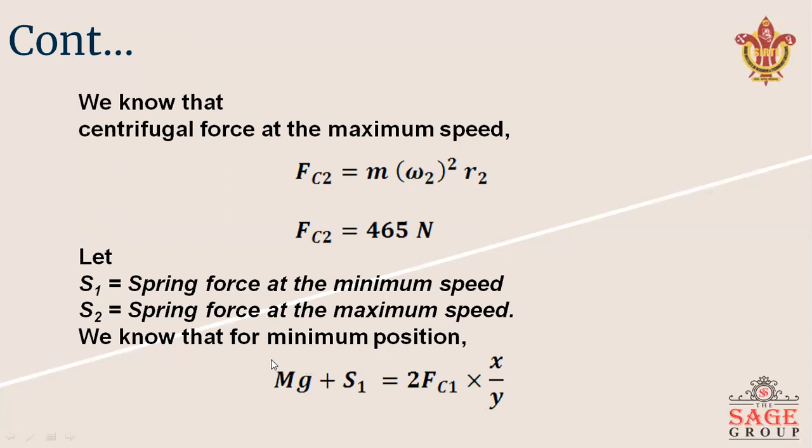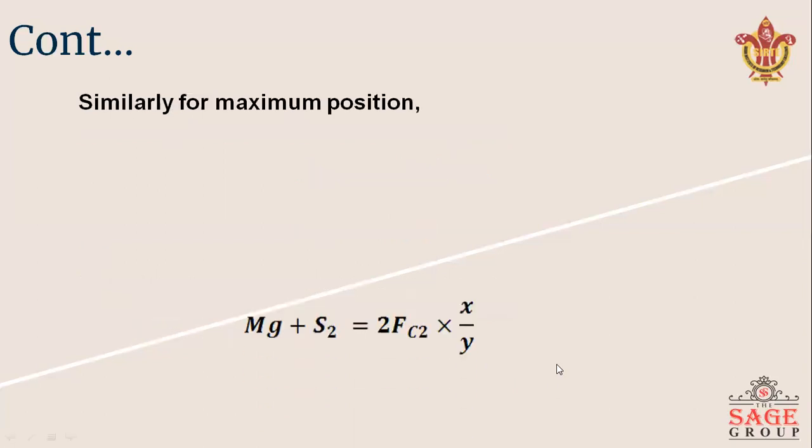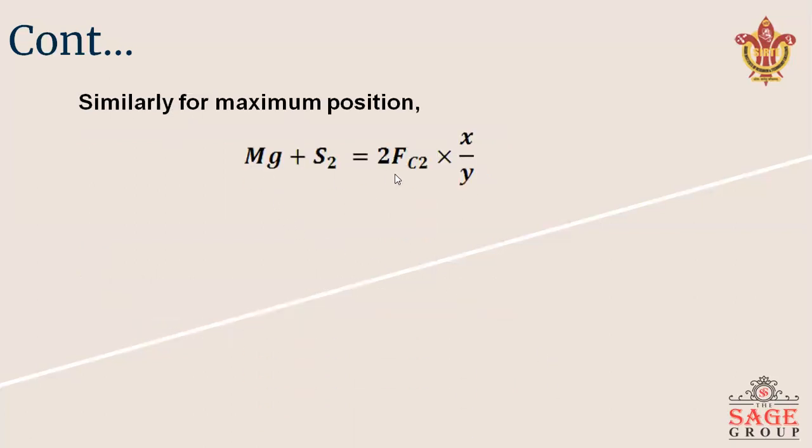Here you can see that the value of capital M is very small compared to S1, so we neglect M. So the formula becomes S1 equal to 2Fc1, which is 562 Newton. Similarly, for the maximum position, Mg plus S2 equals 2Fc2 into x upon y. Here x upon y is 1 because x is equal to y, and neglecting capital M, S2 is equal to 2Fc2, which is 930 Newton.